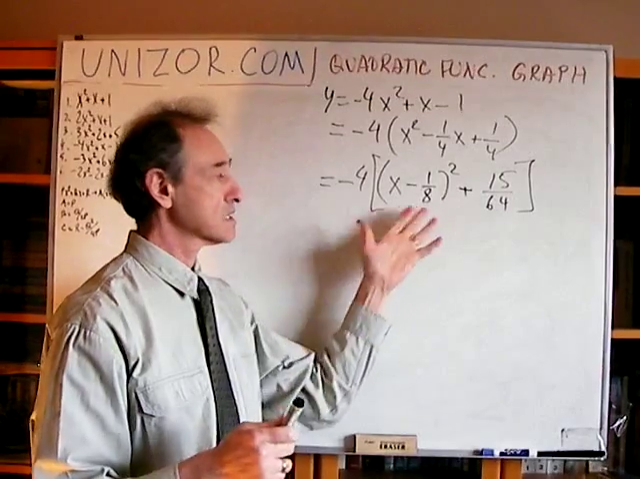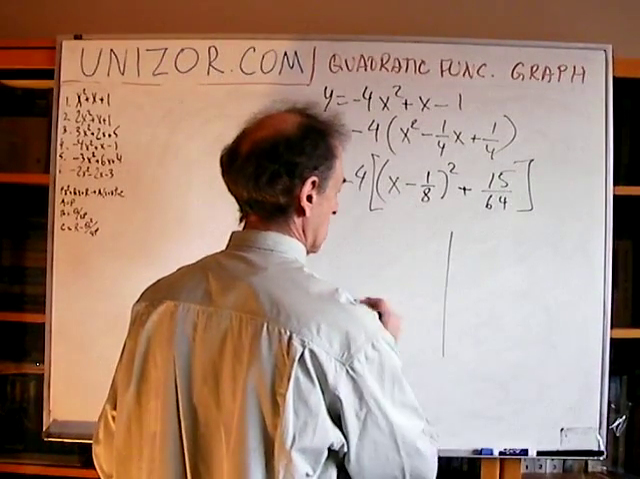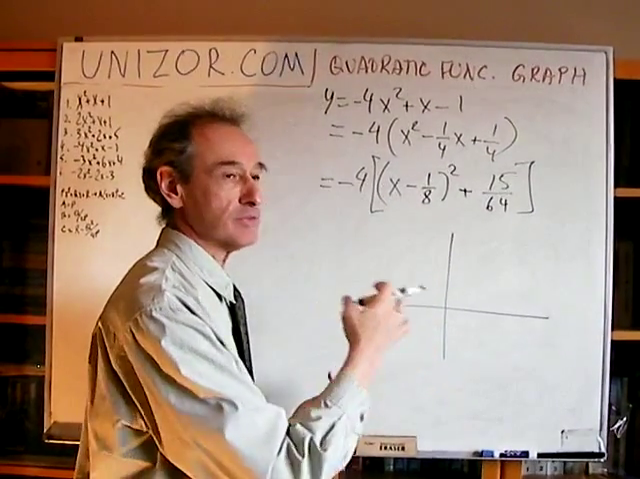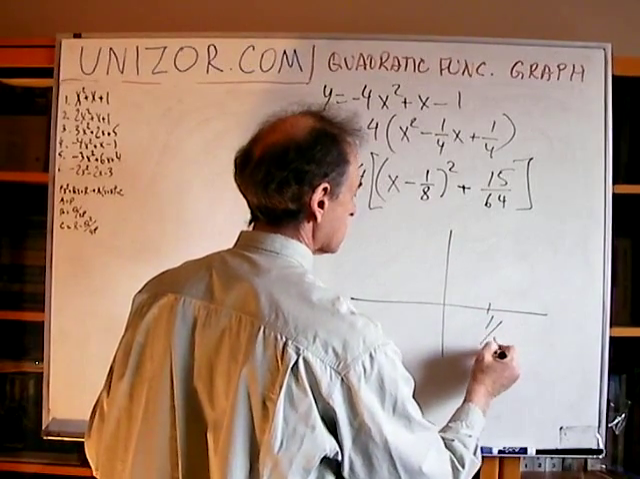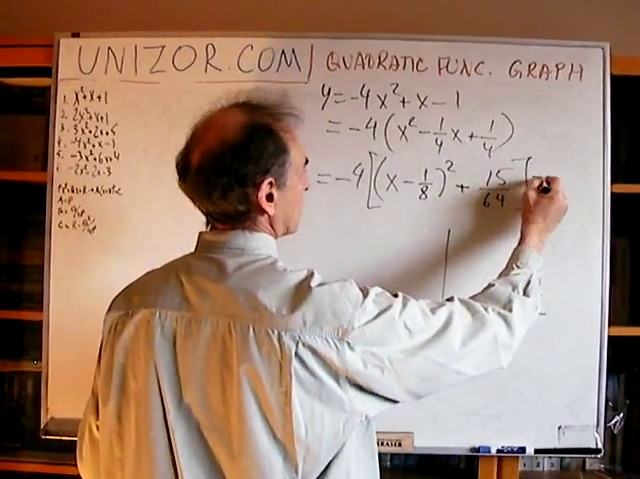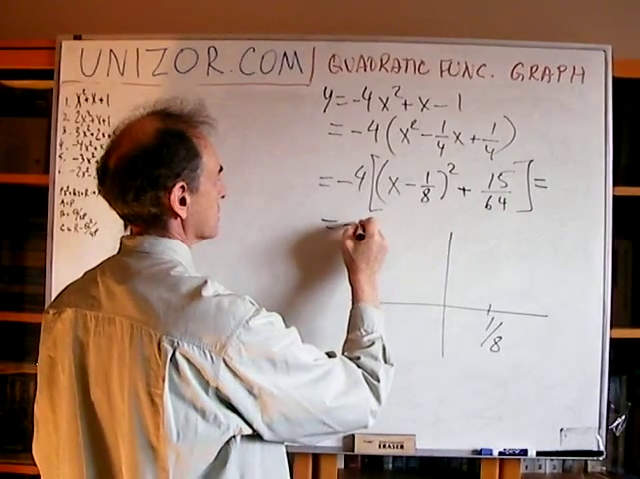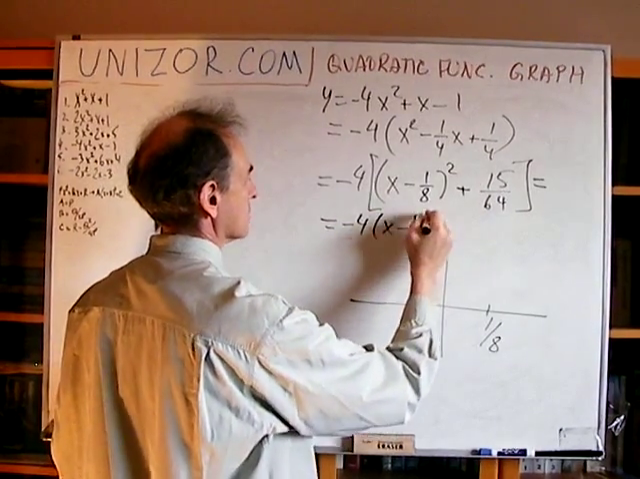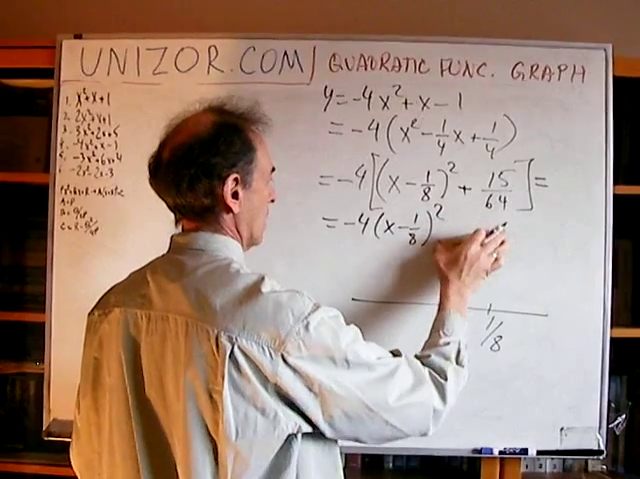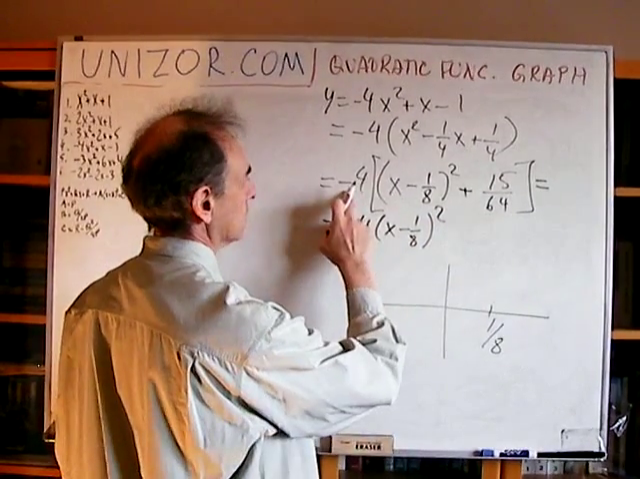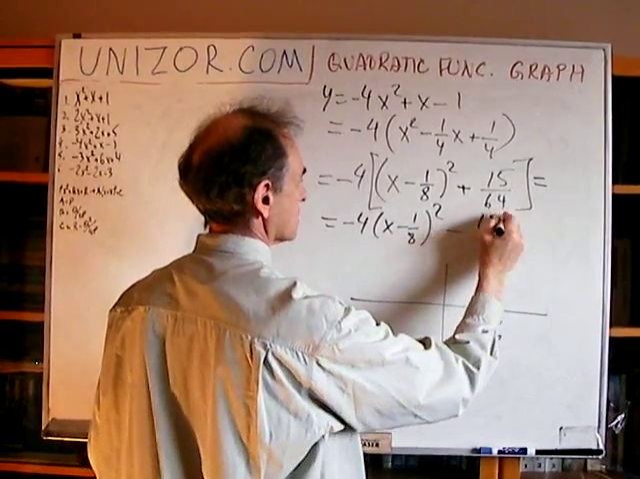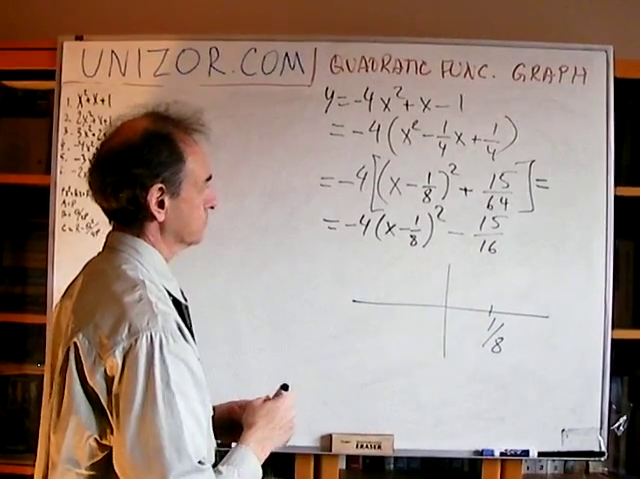Now, what is this particular graph? All right. First, it's shifted by, well, minus 1 eighth to the left, which is actually plus 1 eighth, right? So this is 1 eighth. That's my vertex. Now, by the way, it probably would be easier if I will open these parentheses. So it would be minus 4 times x minus 1 eighth squared plus actually minus 4 and 15 64ths is 15 16ths, minus 15 16ths. Okay, that's the right thing.